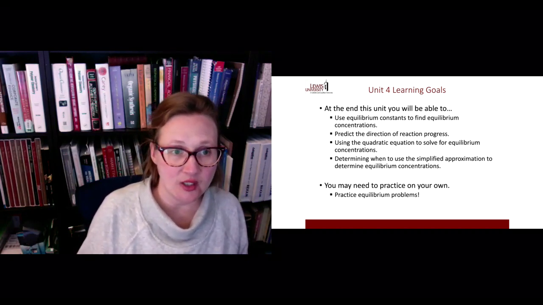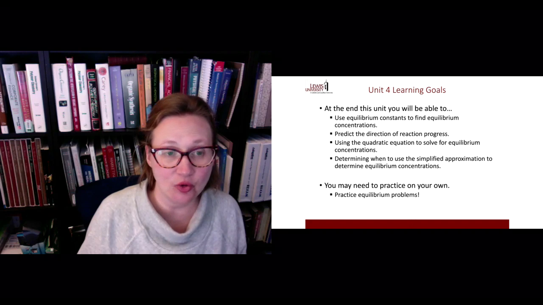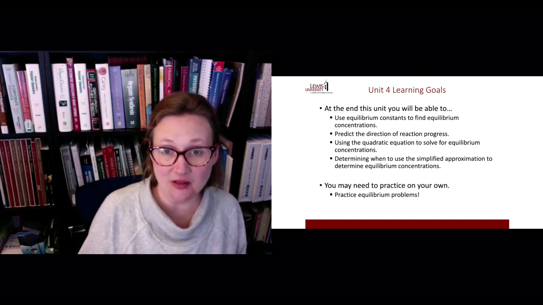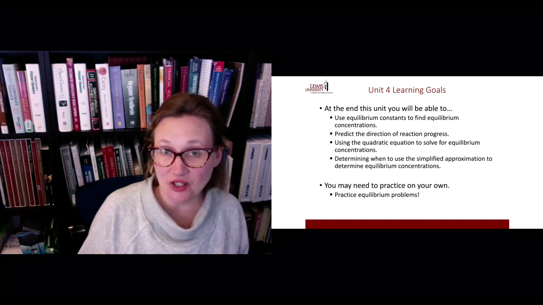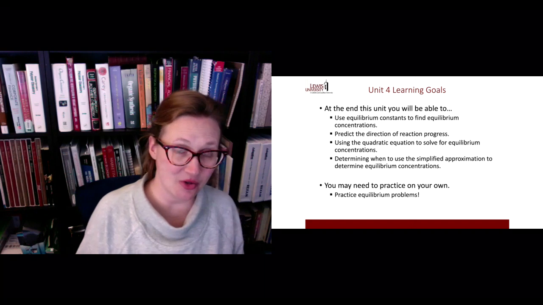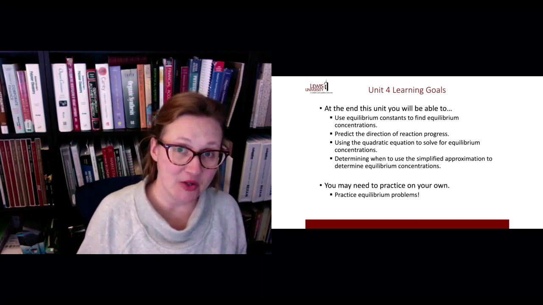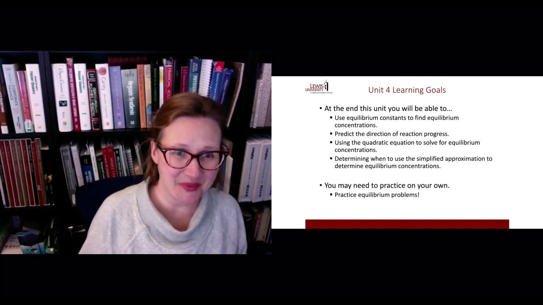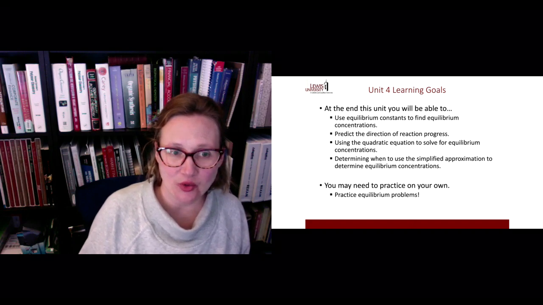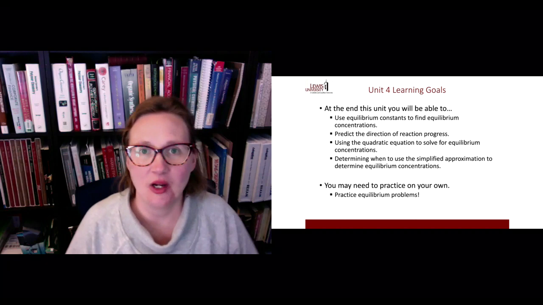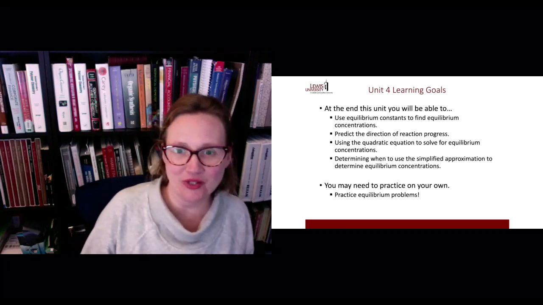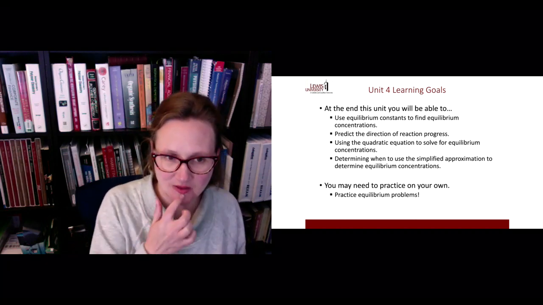By the end of this video, you'll be able to use equilibrium constants in order to find equilibrium concentrations. At the same time, you'll be able to predict the direction of a reaction's progress, so we're going to introduce something else called the reaction quotient. We're also going to use that quadratic equation that you put away in your brain so many years ago, and we're going to use that to solve for equilibrium concentrations.